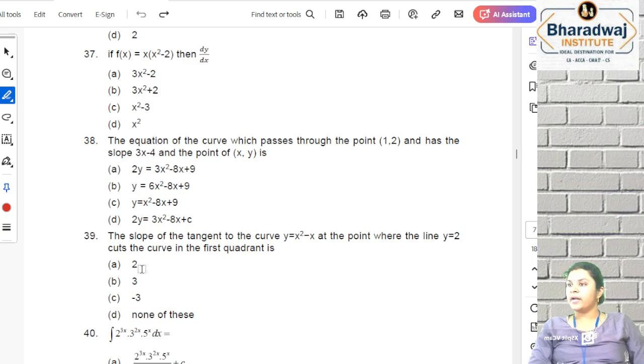In the first quadrant, the value of x will be 0. When it cuts the line, the value of x will be 0. So x is equal to 0, y is equal to 2, substitute. In the differentiated value, substitute x is equal to 0 and y is equal to 2, and you will get the final slope. Right?